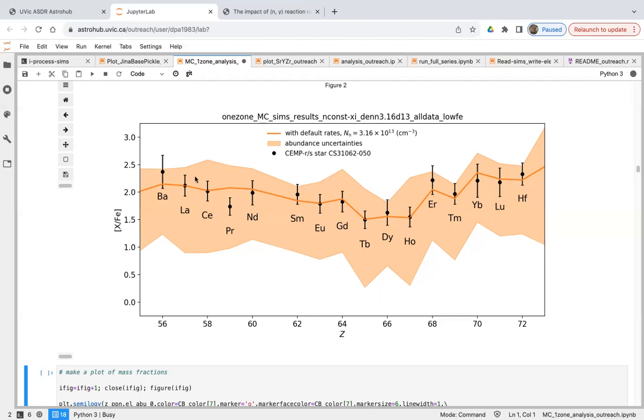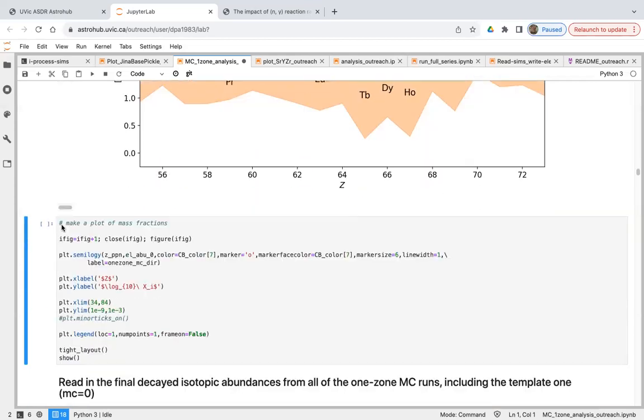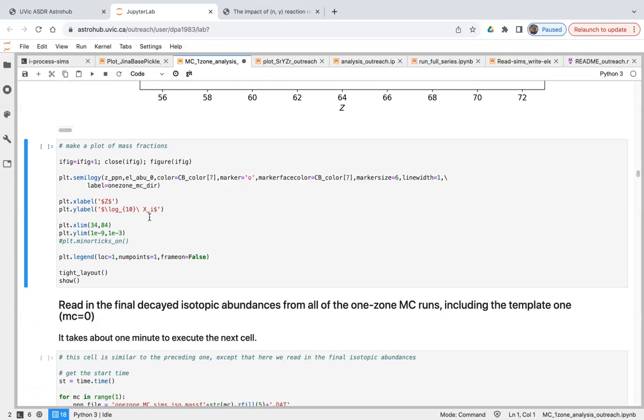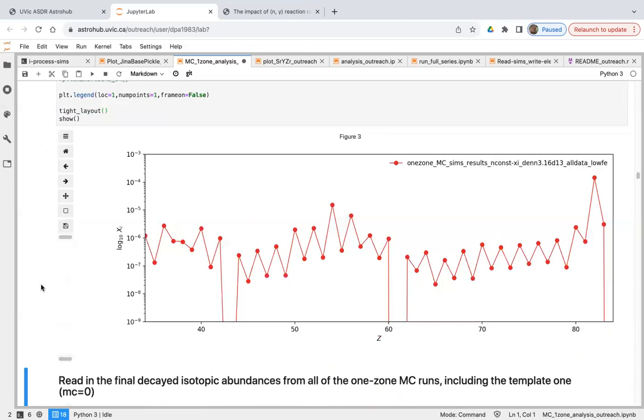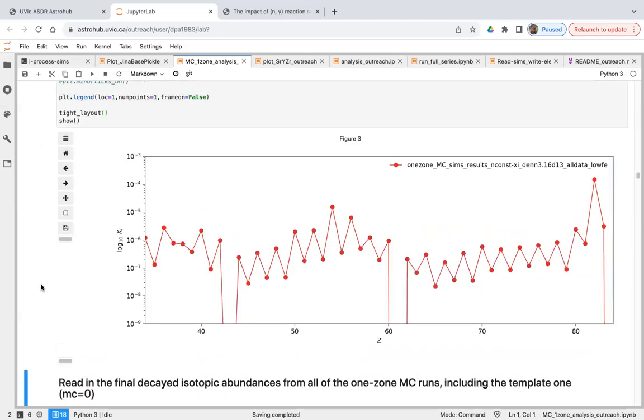Okay. Yes, you can see. The uncertainties are quite large. So now let's make a plot of mass fractions. These are some preliminary plots, just to be sure that we have some reasonable data.